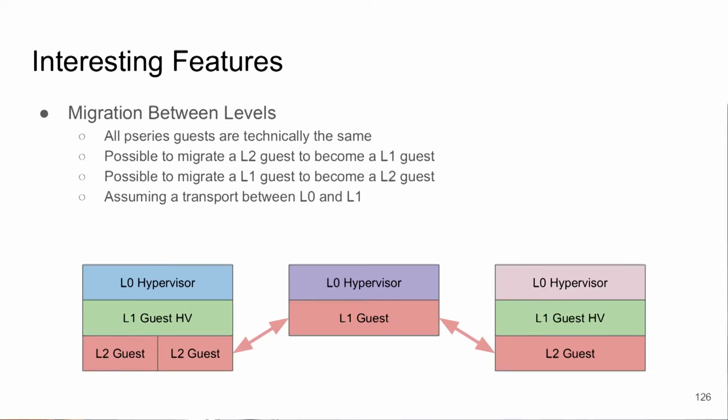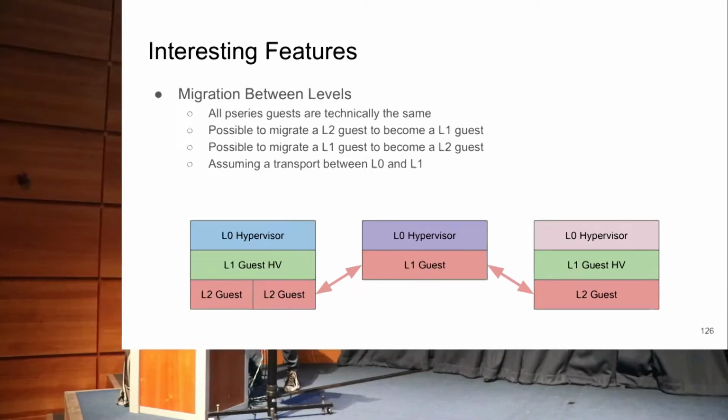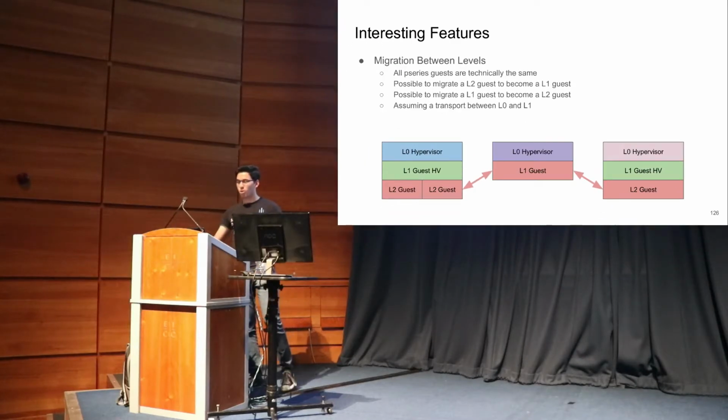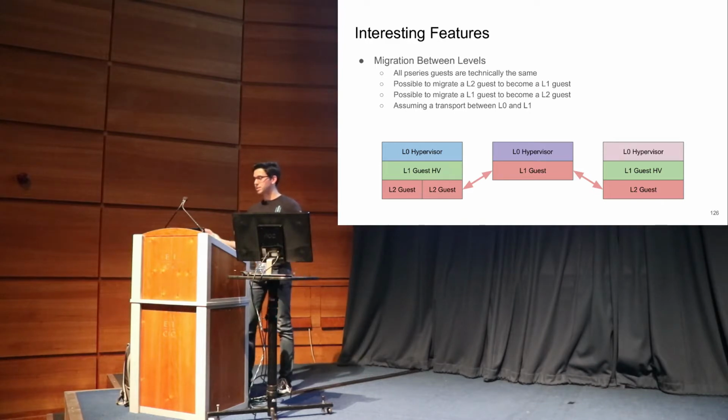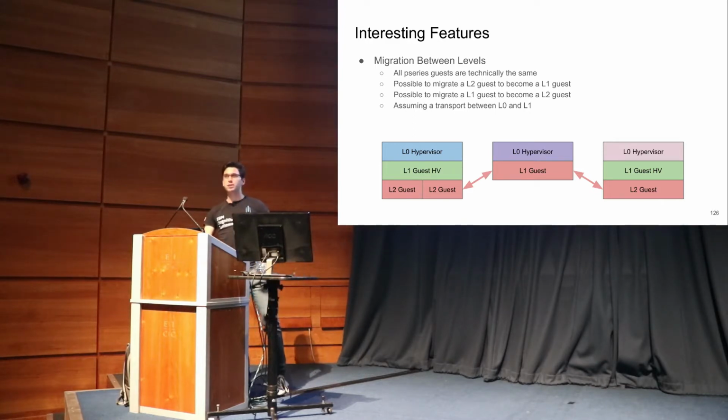You can migrate between levels. You can take your level 2 guest, migrate it up to a level 1 guest, migrate it back down to a level 2 guest. Why not? All these guests pretty much look the same. You just need some transport, of course, between your level 0 and level 1.